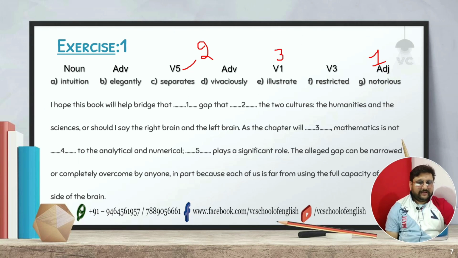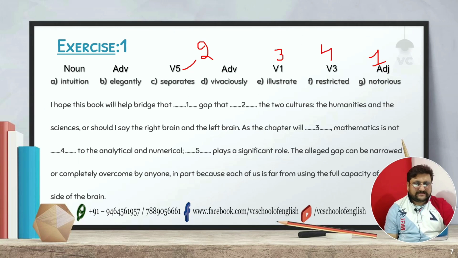The next one: mathematics is not dash to analytical. So always remember, my dear friends, whenever we have a noun in the sentence, and the sentence is moving from the initial word, article followed by noun, always remember that the sentence would be in passive form. So if a noun is in the sentence, we have to look for V3. How many V3 do we have in the options? Only one, which is restricted. So the answer for the fourth is restricted.